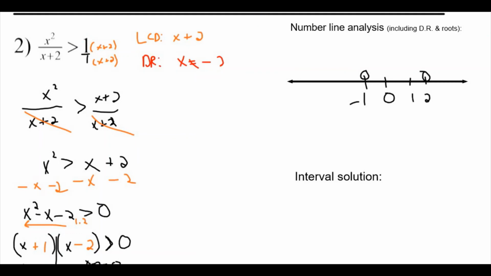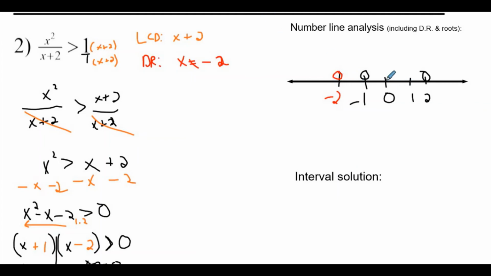But I also have to include this domain restriction that x cannot equal -2. Again, how did I get that? I set the LCD not equal to 0, and I solved. So I have to put both my solutions as well as my anti-solutions on here, and then check all of them as well. All right, so I have 4 things to check.